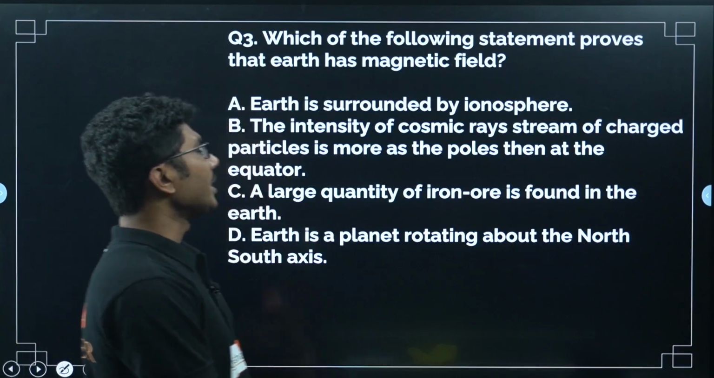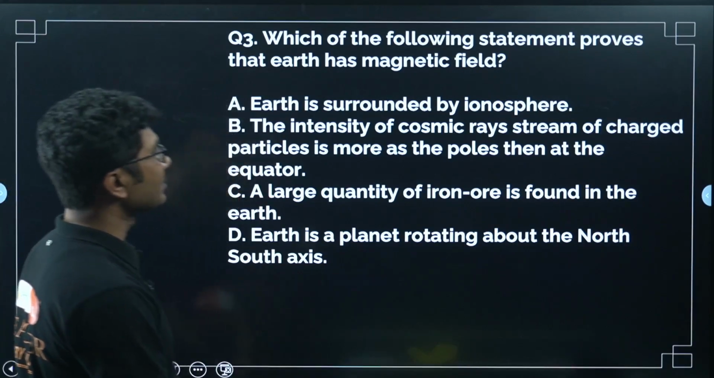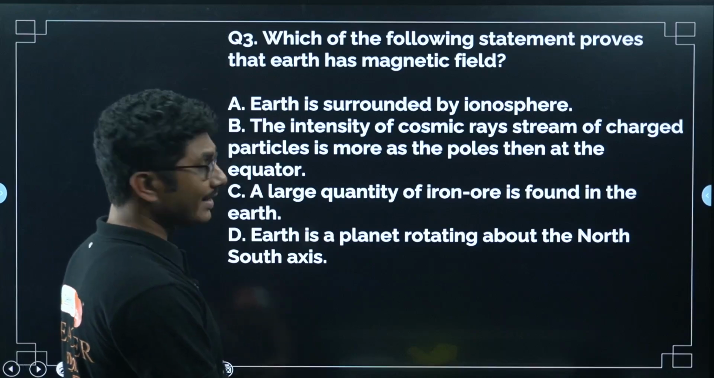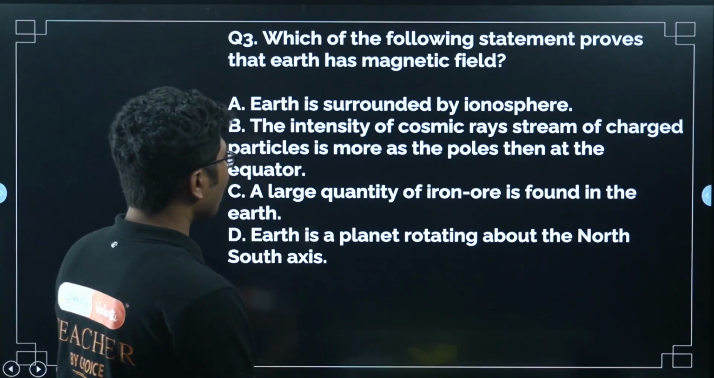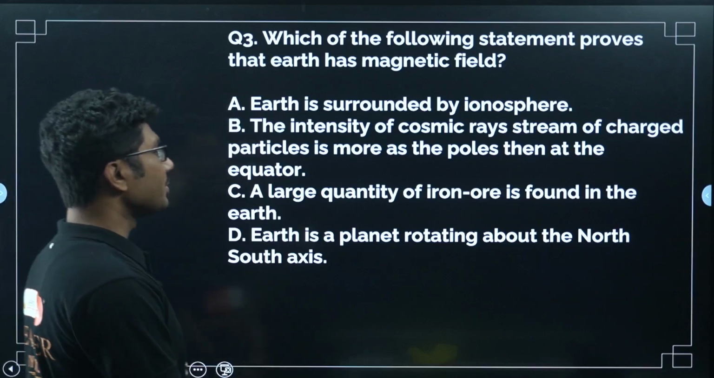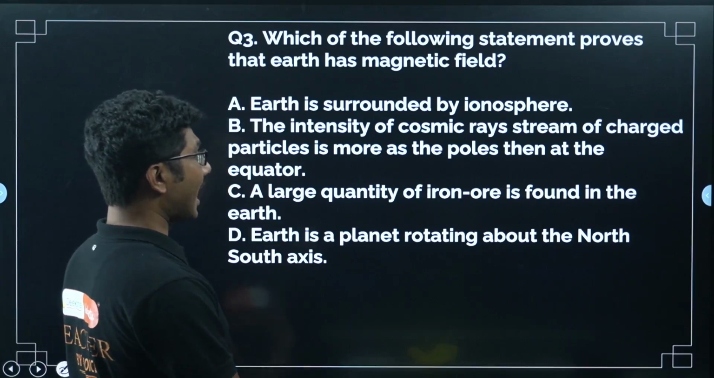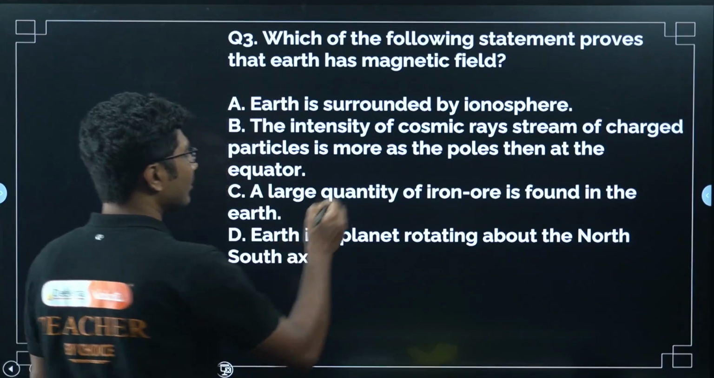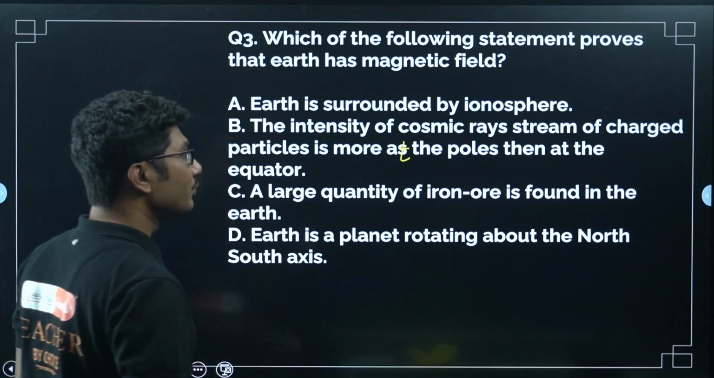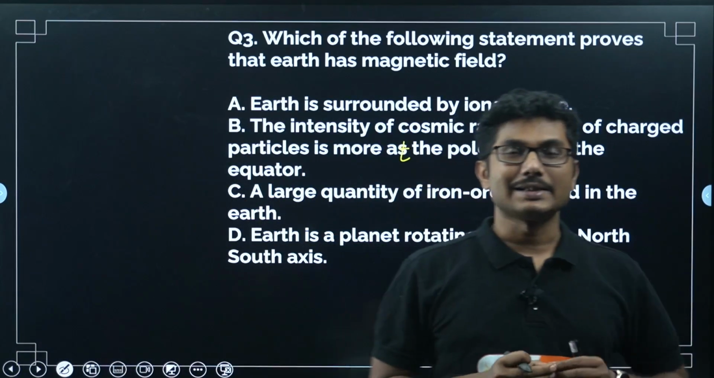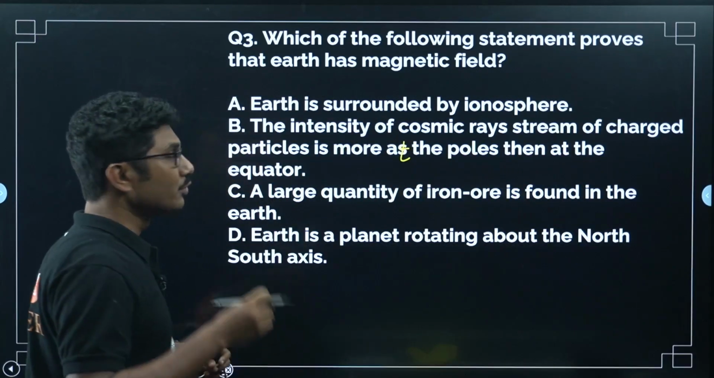Which of the following statements proves that Earth has a magnetic field? Very important question. It is relevant, it is not deleted. So the Earth is surrounded by ionosphere. Obviously not. The intensity of cosmic rays, a stream of charged particles, is more at the poles than at the equator. Okay, so magnetic field strength, the poles, this is the proof that the charged particles are moving in a magnetic field.